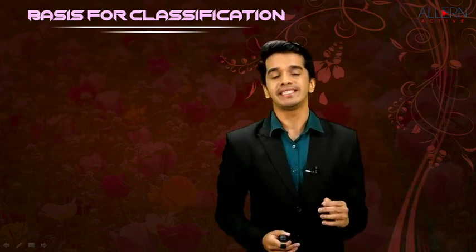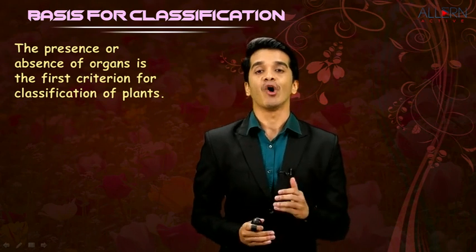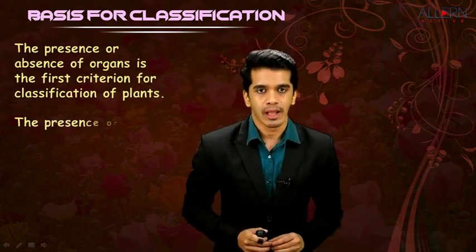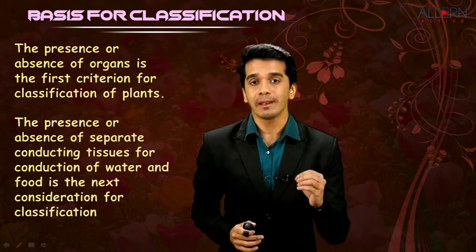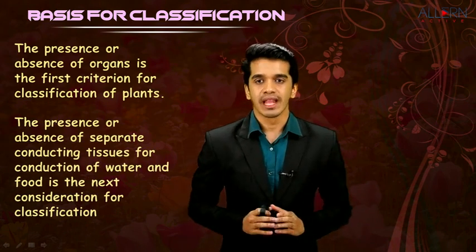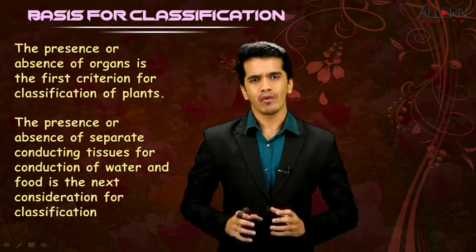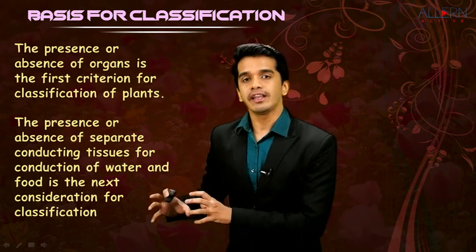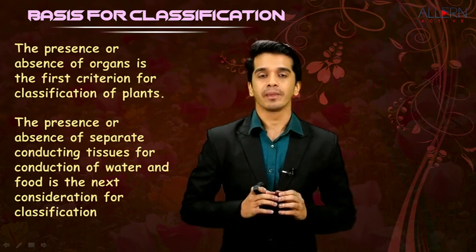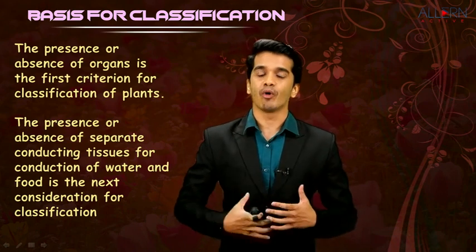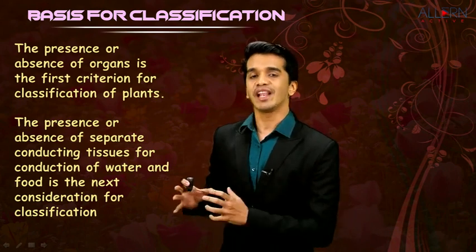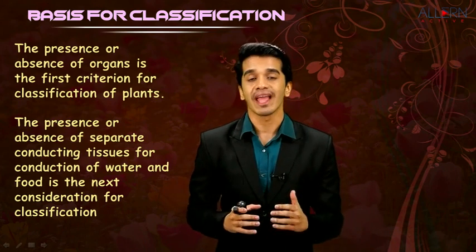Now let us see what the basic criteria of classification of plants are. The first criterion is the presence or absence of any organ. That means, is a specific organ present or absent in the plant? The presence or absence of separate conducting tissue is the second criterion. The conducting tissues are called xylem and phloem. The way we have veins and arteries in our body to supply blood, similarly plants have xylem and phloem to conduct food and water.